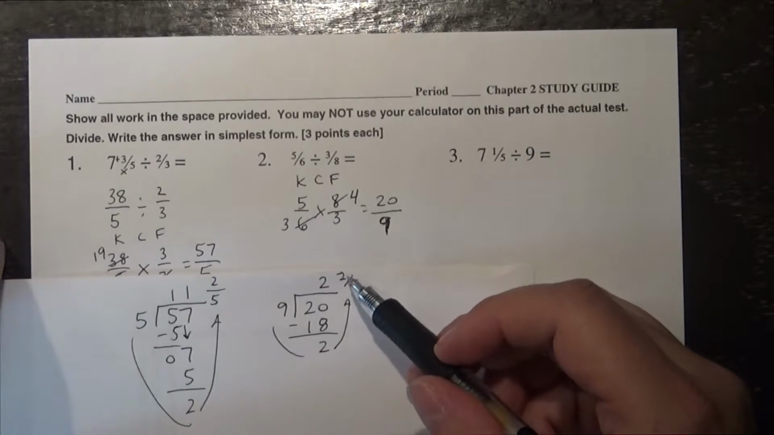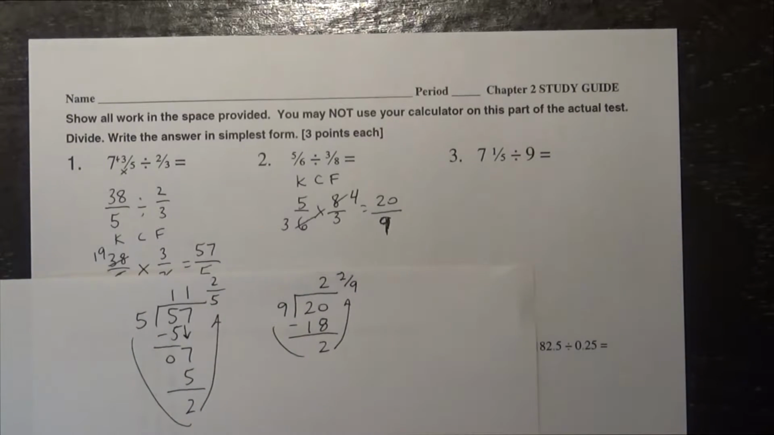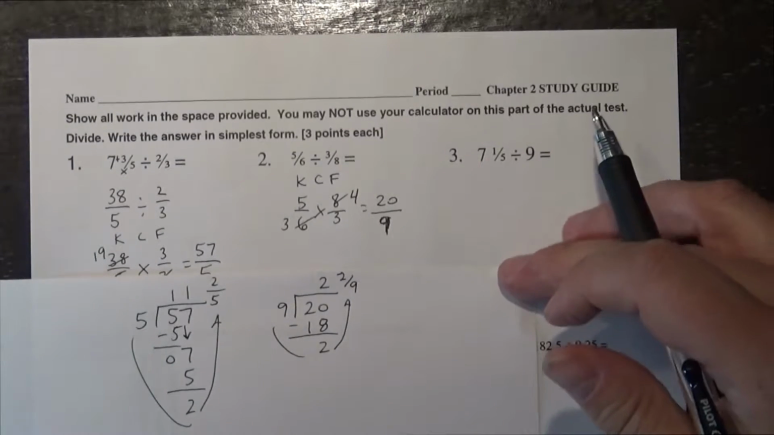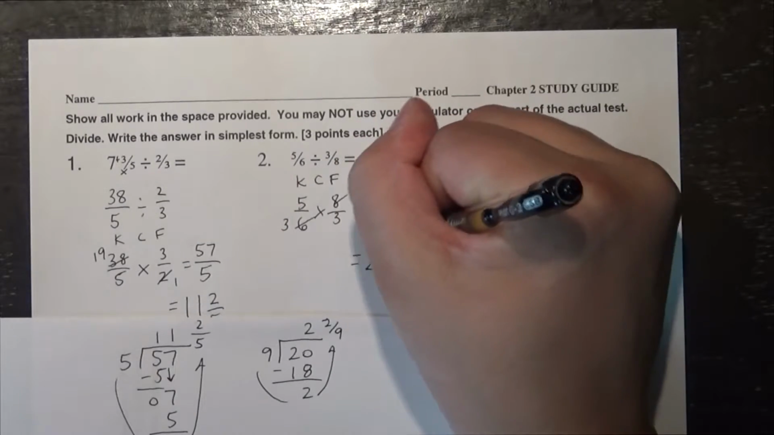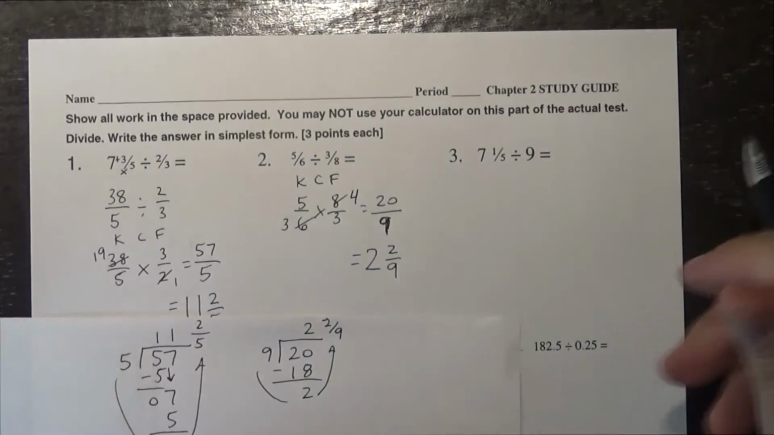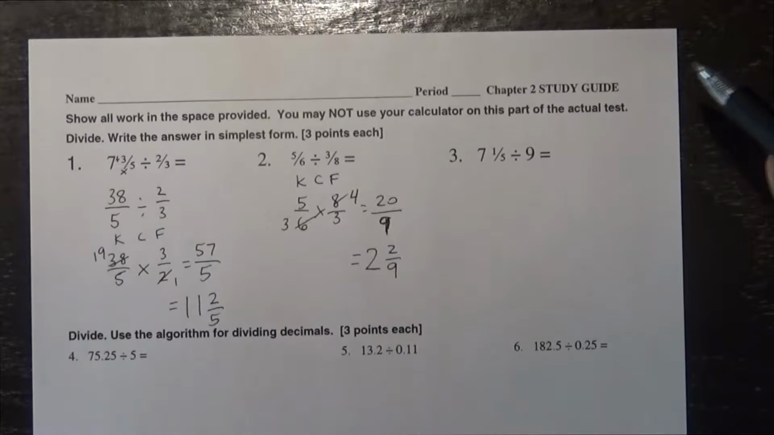I want to check that out though, because 2/9, is that something that I can reduce? If I can, I should do it. Fortunately, I guess for us, we can't. So my answer then is 2 and 2/9. That's my final answer for number 2.